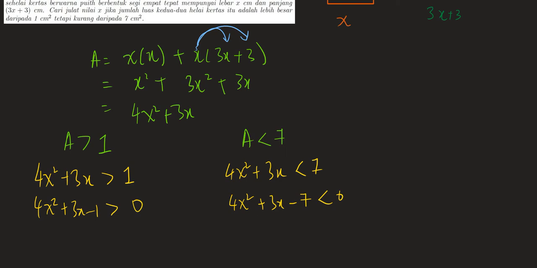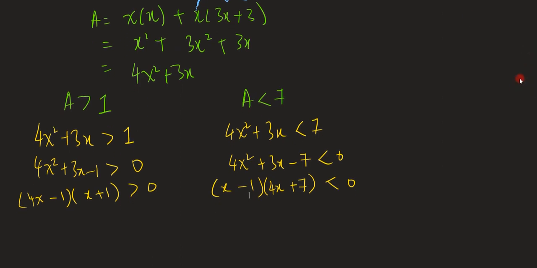Alright, now we can try to solve our inequalities. So the first thing we do is we factorize first. This one, you will factorize, you will get 4x plus 1 and x minus 1. Okay, this is the first one you solve, you get this. And then for this one, you solve this, you get x plus 7, 4x minus 1. You'll get this. And then you can use some method to find out the range.